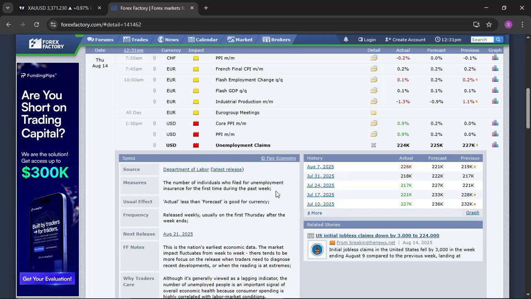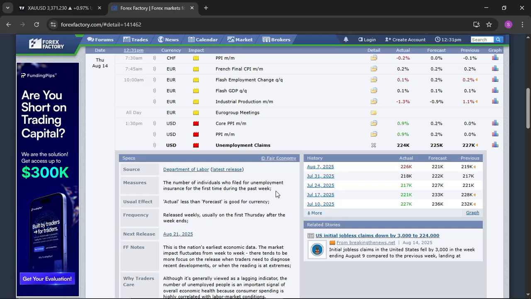Now, if last week we had 100 people that were unemployed, and this week we have 90 people that are unemployed, that means our economy is stronger. We have fewer unemployed people, because the previous week was 100 people and now we have 90. So 10 more people were employed, so the economy is a bit stronger. That is what this unemployment claims is all about.